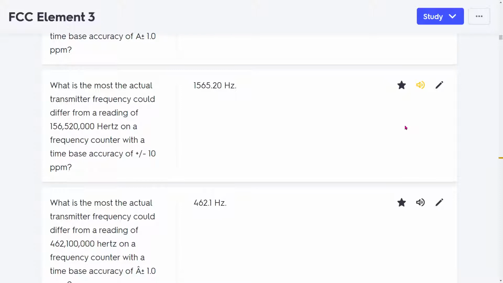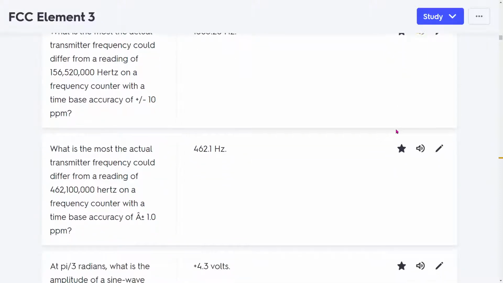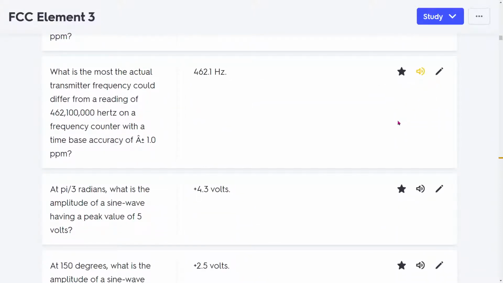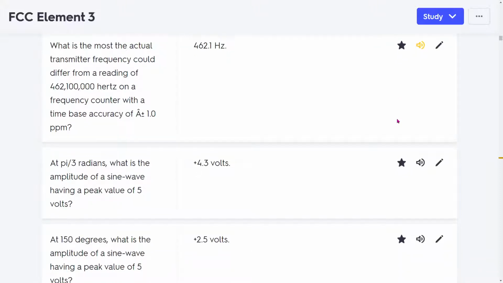What is the most the actual transmitter frequency could differ from a reading of 156,520,000 Hz on a frequency counter with a time-base accuracy of plus or minus 10 ppm? 1565.20 Hz. What is the most the actual transmitter frequency could differ from a reading of 462,100,000 Hz on a frequency counter with a time-base accuracy of plus or minus 1.0 ppm? 462.1 Hz.